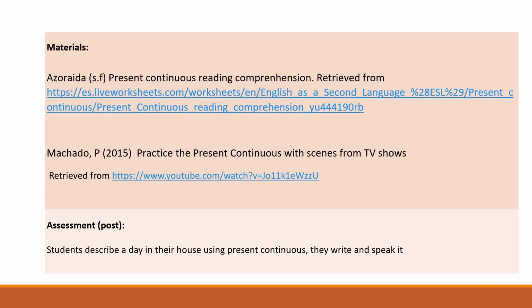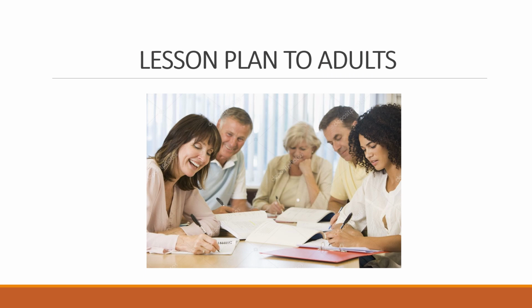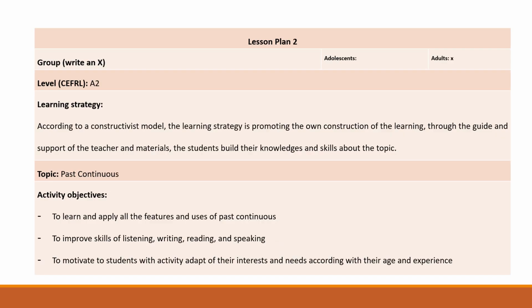Okay, so now we are going to the next lesson plan, for adults. That is different, with different needs and different features. So look, the level is the same, A2. The level of English is A2. The learning strategy is the same. It's according to a constructive model.